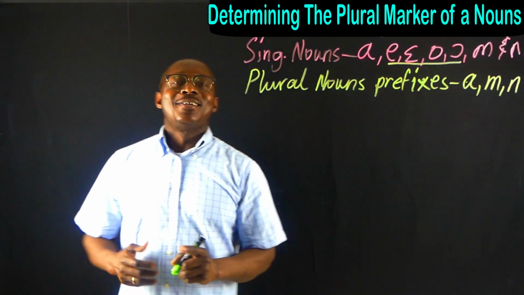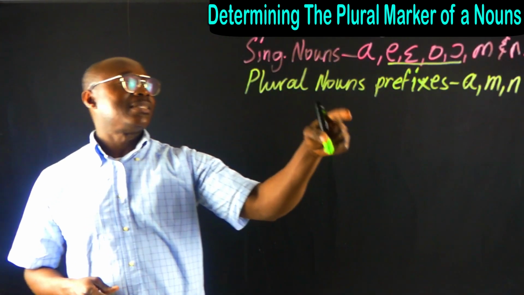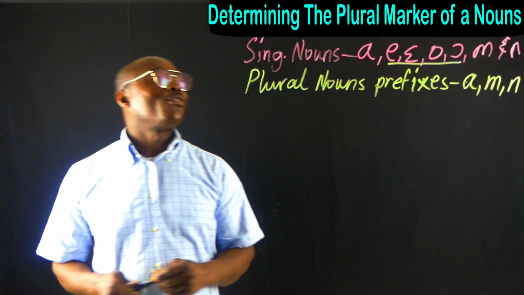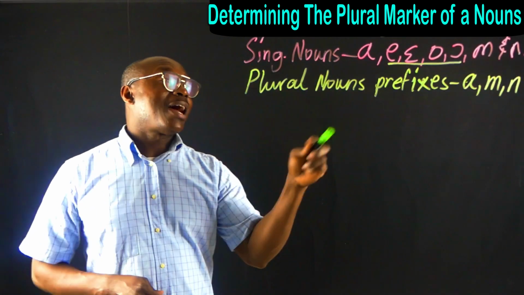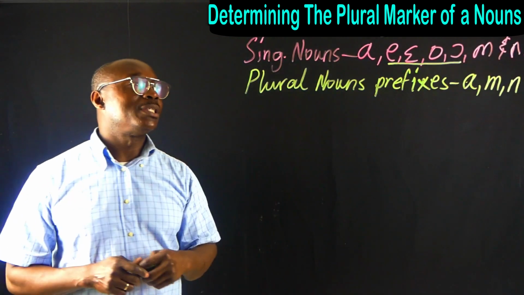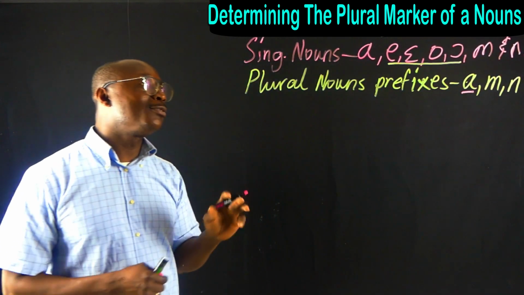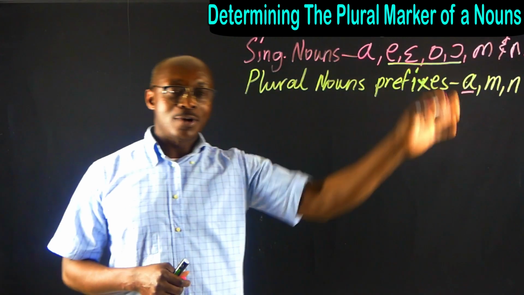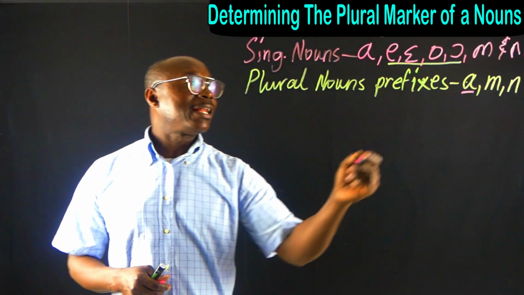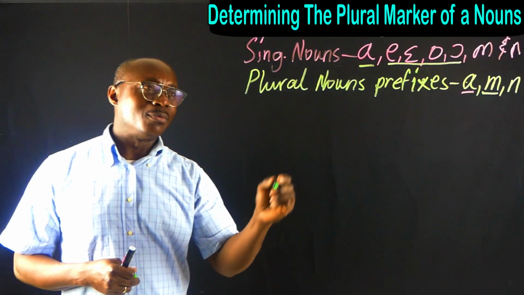Good. So now we know that plural nouns have prefixes a, and we have also learned that singular nouns with a, o, and o are likely to take the prefix a in the plural state. We have dealt with that one. Now we're going to find out which nouns are likely to take m. This is what will help you.